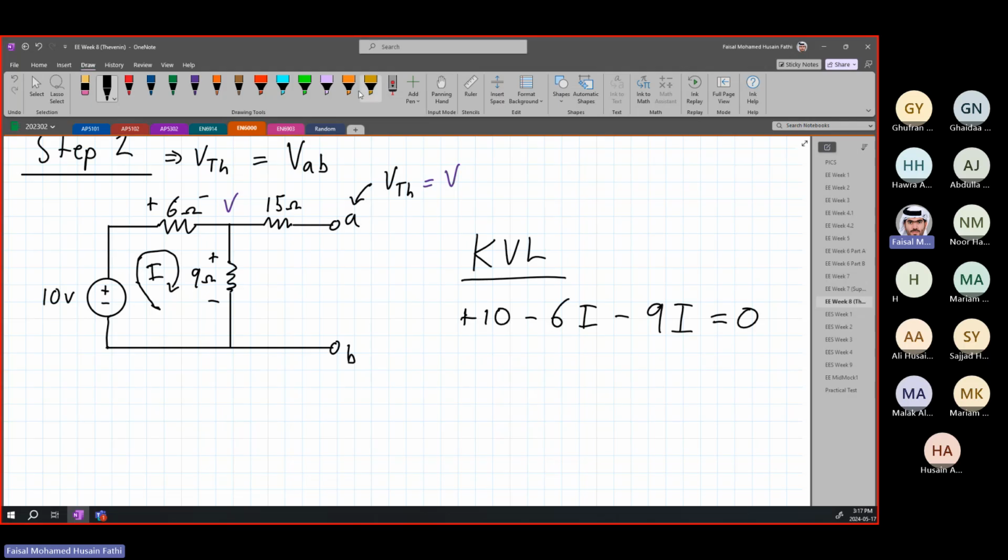All right, just applying KVL. Again, we start from a point. We go here, we have voltage gain. We have voltage drop due to the resistor. We have voltage drop due to the resistor. And then we finish our loop. This is how we apply KVL.